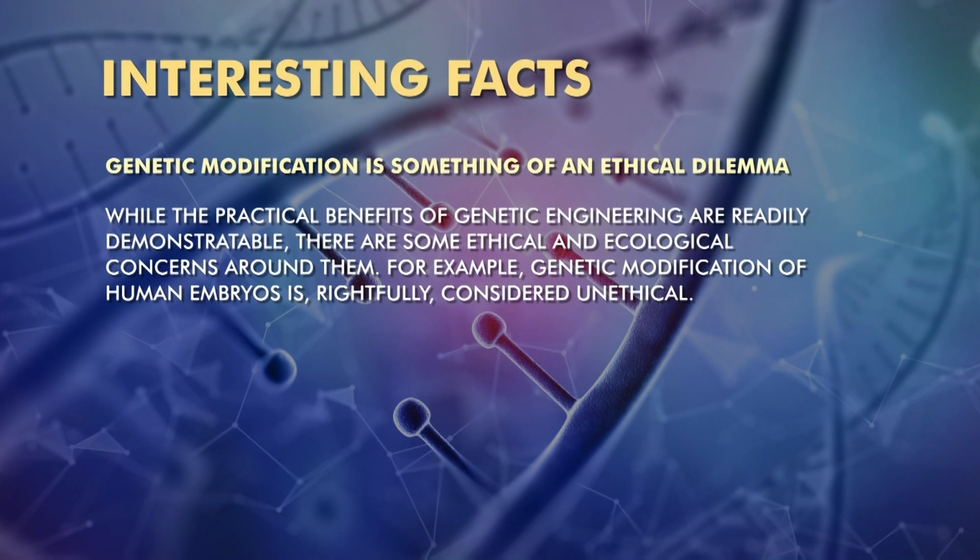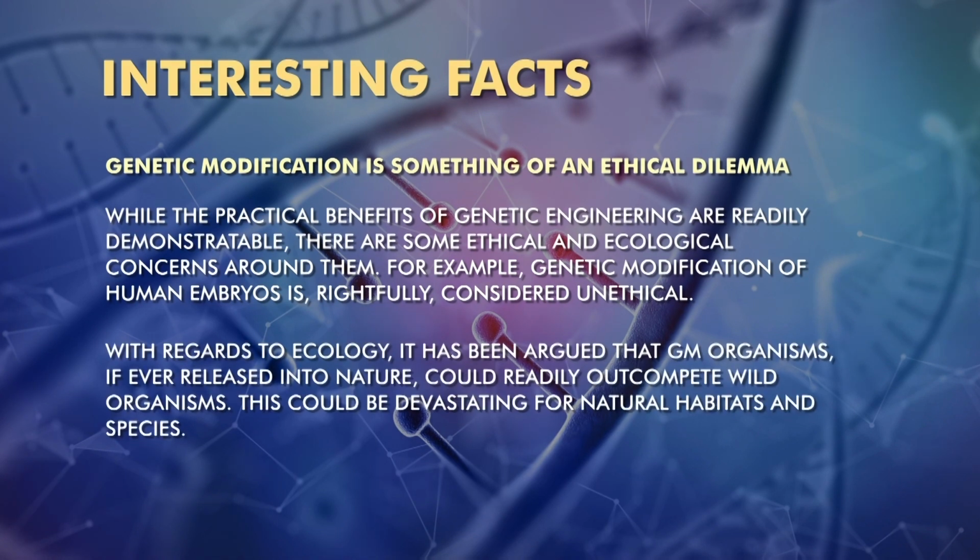While the practical benefits of genetic engineering are readily demonstrable, there are some ethical and ecological concerns around them. For example, genetic modification of human embryos is rightfully considered unethical. With regards to ecology, it has been argued that genetically modified organisms, if ever released into nature or the environment, could readily outcompete the wild native organisms. This could be devastating for natural habitats as well as species.